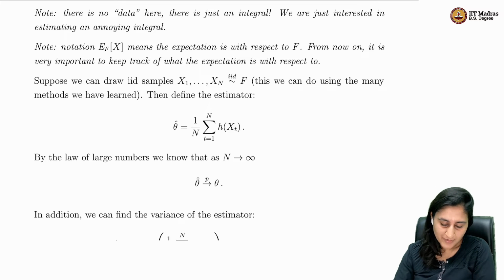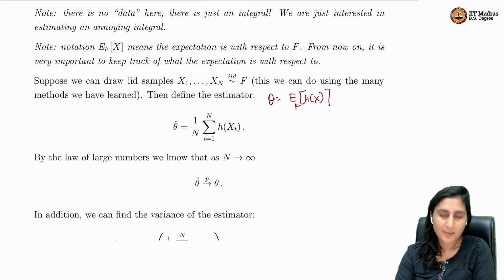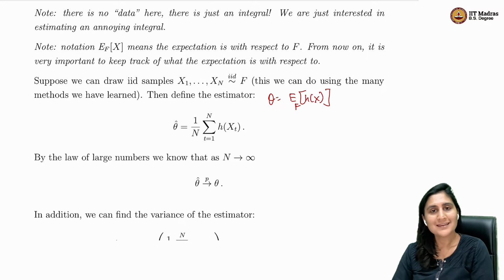Then, in order to estimate theta, which remember is just the expectation of h under f, I can use the sample average of h of x to estimate the population average, right? This is the population average. And I can use theta hat, which is the sample average, to estimate this population average, okay? And that's exactly what the simple Monte Carlo estimator is.